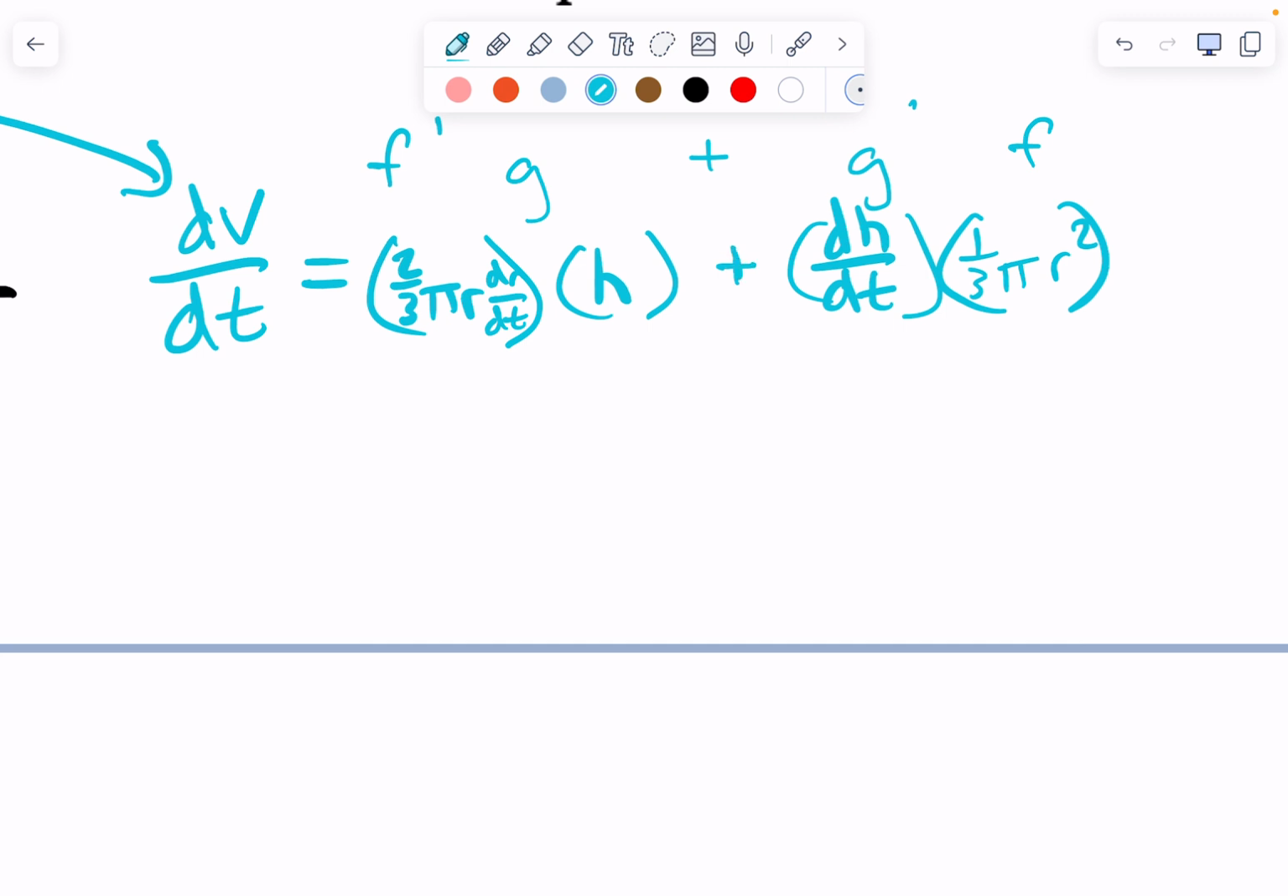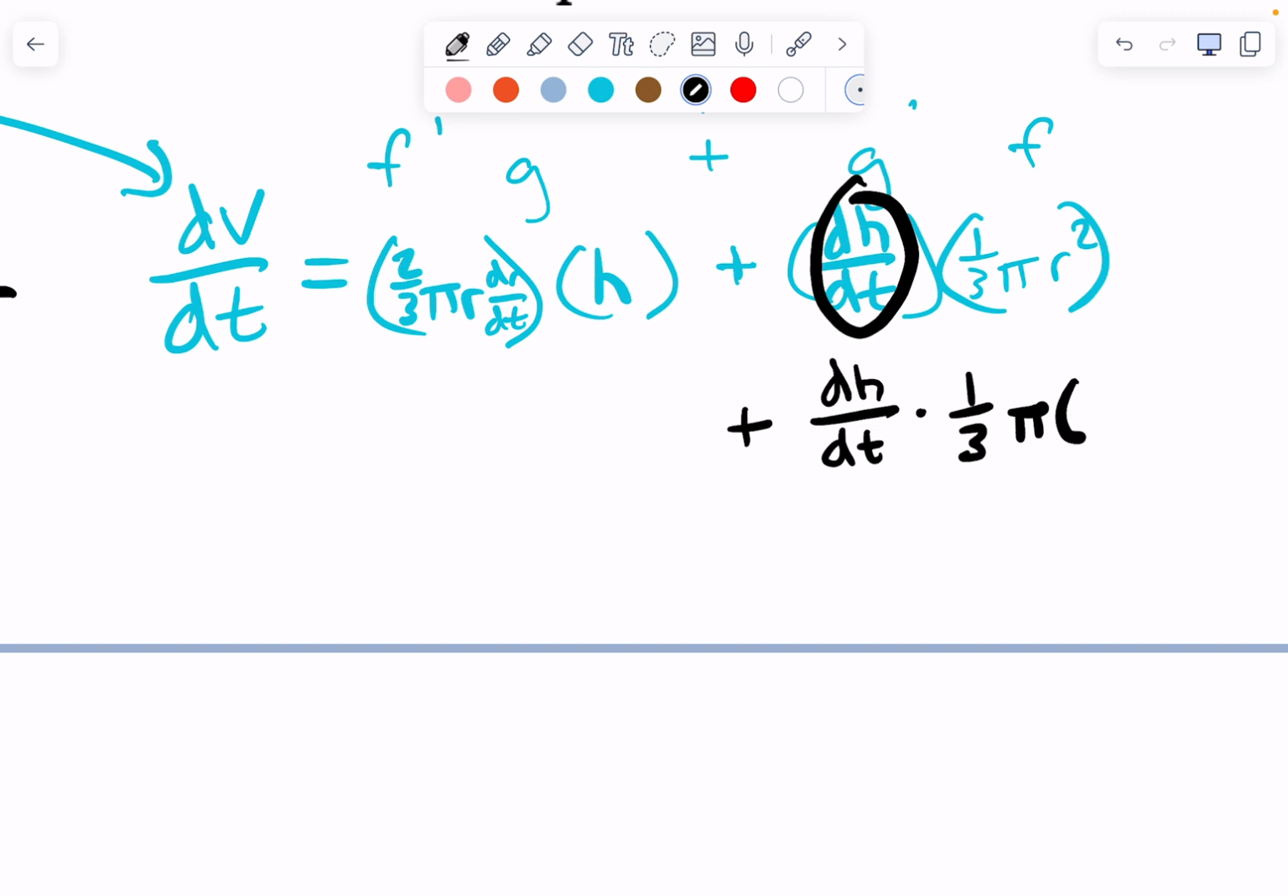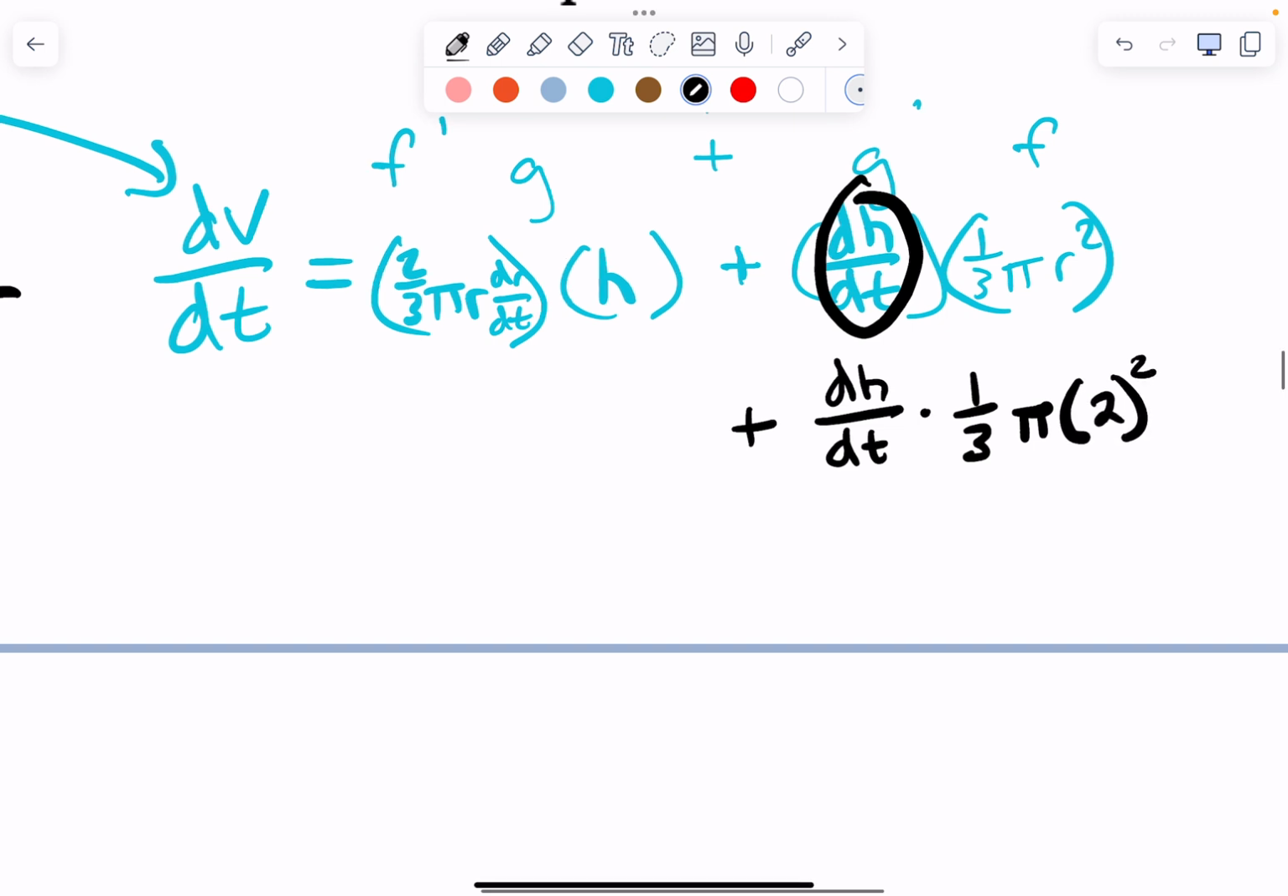It'll be fine. What are we trying to solve for? We're trying to find dh dt, which is right here. So plus, that guy's going to stay dh dt. Times 1/3, pi, and what's r? We said it was 2. I've got that all plugged in. I know that dv dt is -2, so I've got 2/3 pi, r was 2, dr dt. What's dr dt?